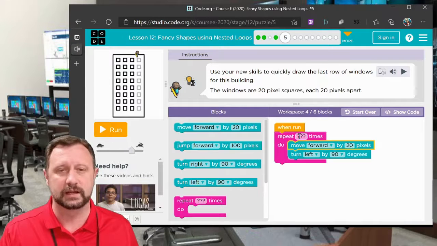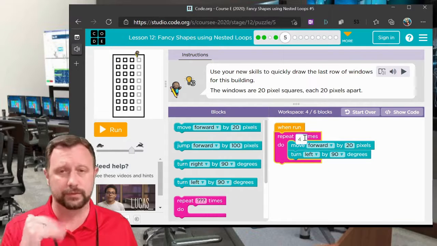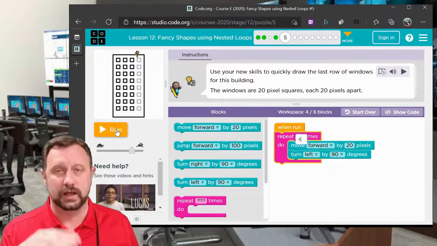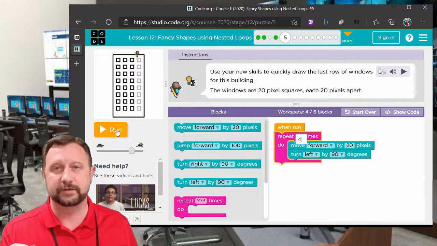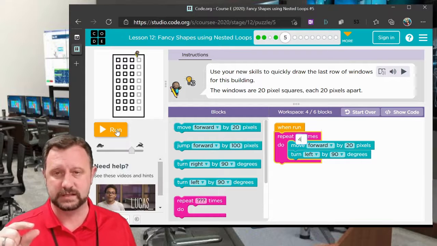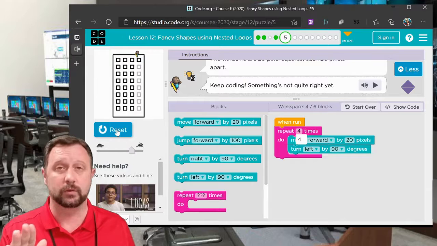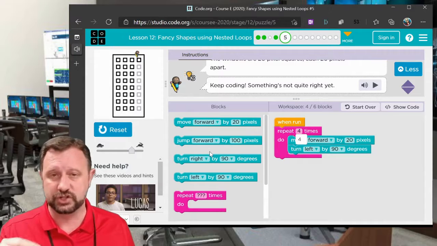I always like to see if I'm right before I build the whole code. Rarely do I ever go through and try the whole thing first and then see if it runs. I like to build piece by piece. So let's see if I can draw 1 square. Okay, good. That worked. Now I'm going to jump ahead to the next square.